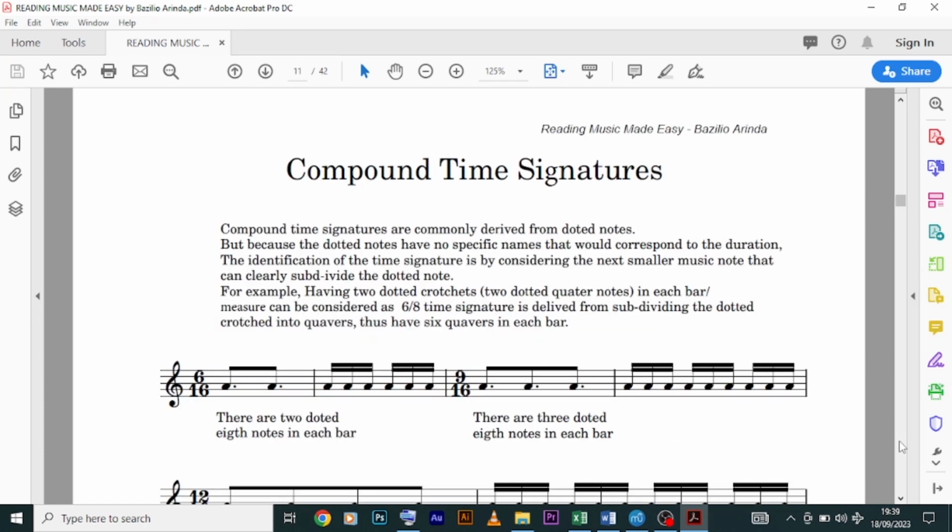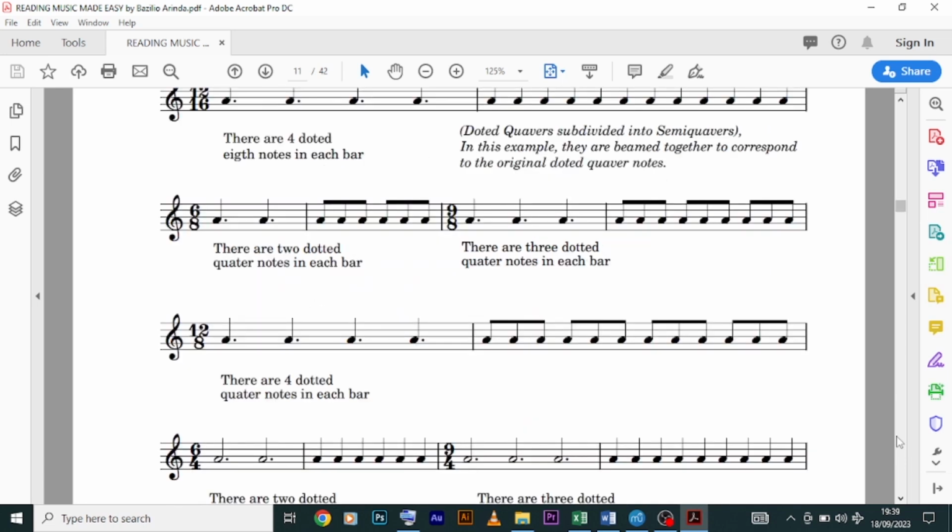The same thing when you go to the compound time signatures. There we had 2 quarter notes. Now here we have 2 dotted quarter notes. Because of that, we have to write this down as a time signature. We shall subdivide these dotted notes into the next smaller note. So this dotted quarter note will give us 3 quavers, and this dotted crotchet will also give us 3 quavers.